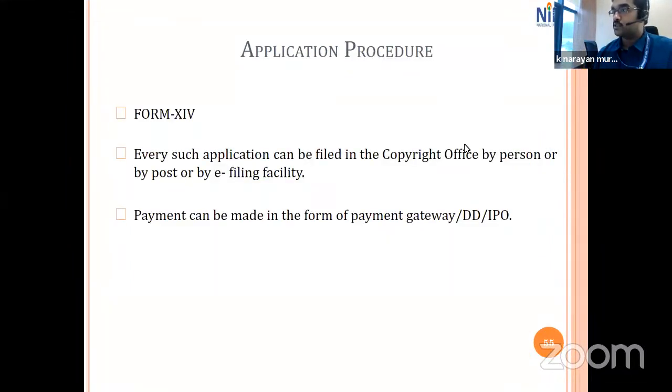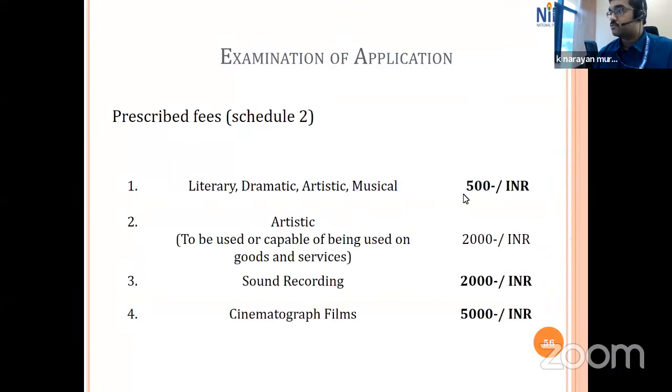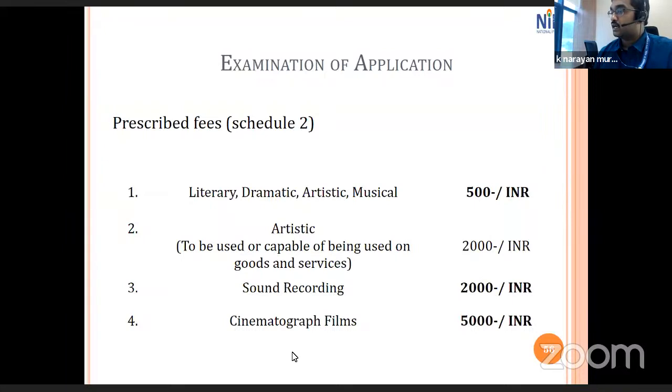So the application procedure for this copyright is Form 14, and you can either file it by e-filing mode or you can file it in copyright office by person, and payment can be made in form of payment gateway or DD, IPO, etc. So some of the fee details over here, I won't go much into it. Like literary is 500 rupees, sound recording is 2000. It depends on your application. What is your fee detail? I won't be able to perfectly tell you what would be the fees for a particular IP right. That depends on your application.